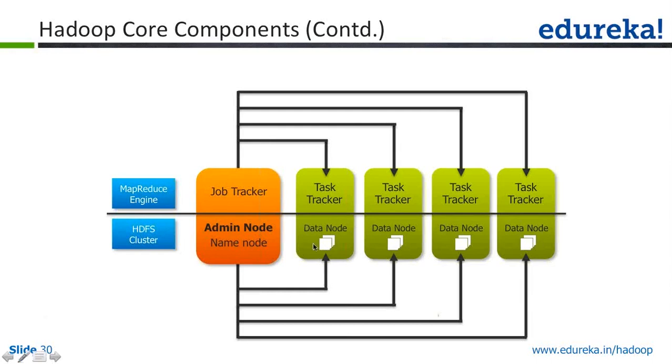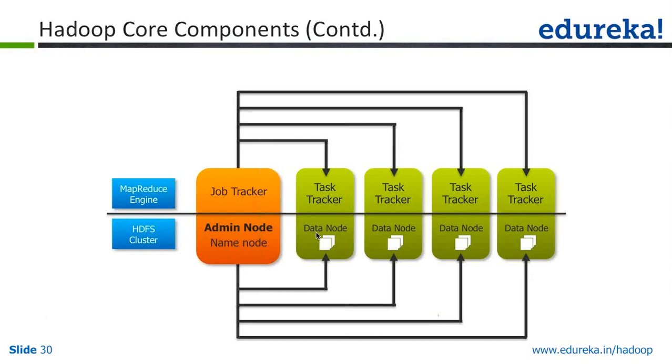The task tracker runs on the data node. Data node will be on a machine and the tracker will be running on that node. So job tracker is associated with the admin node and the task tracker is associated with the data node. Is that clear to everyone? Just remember this much.